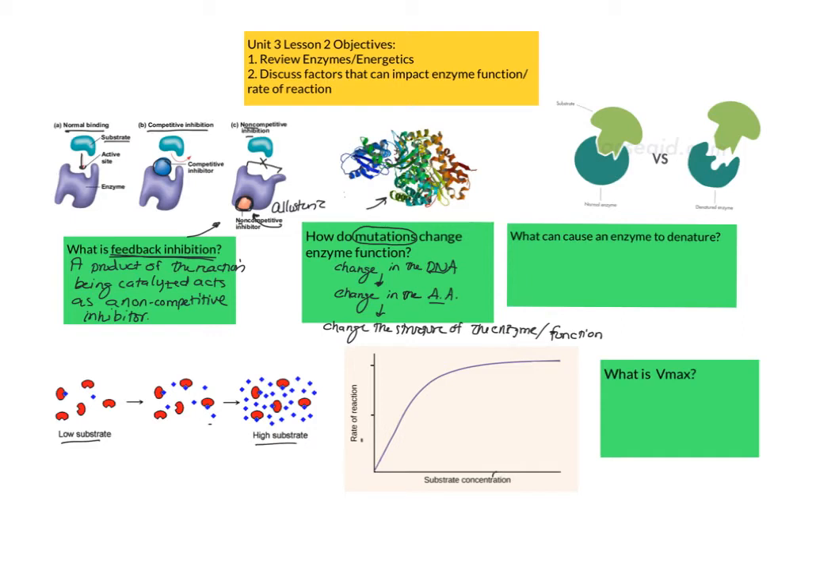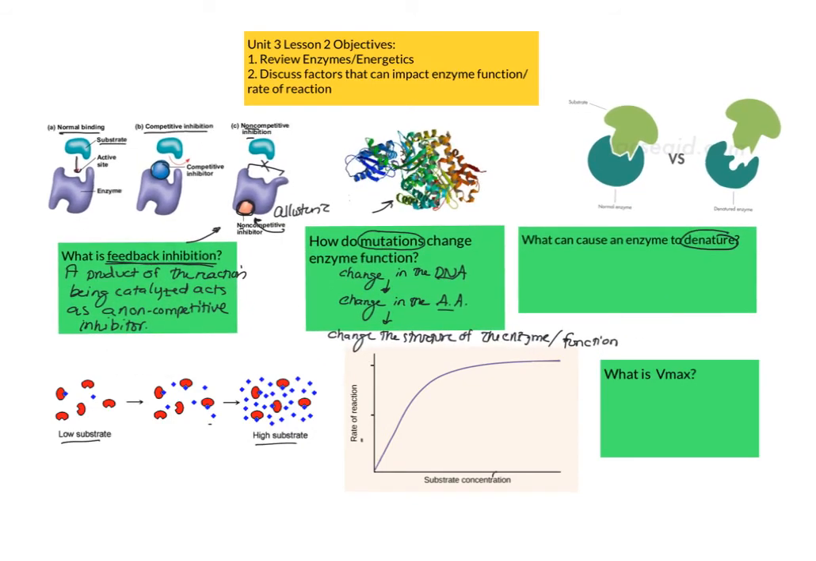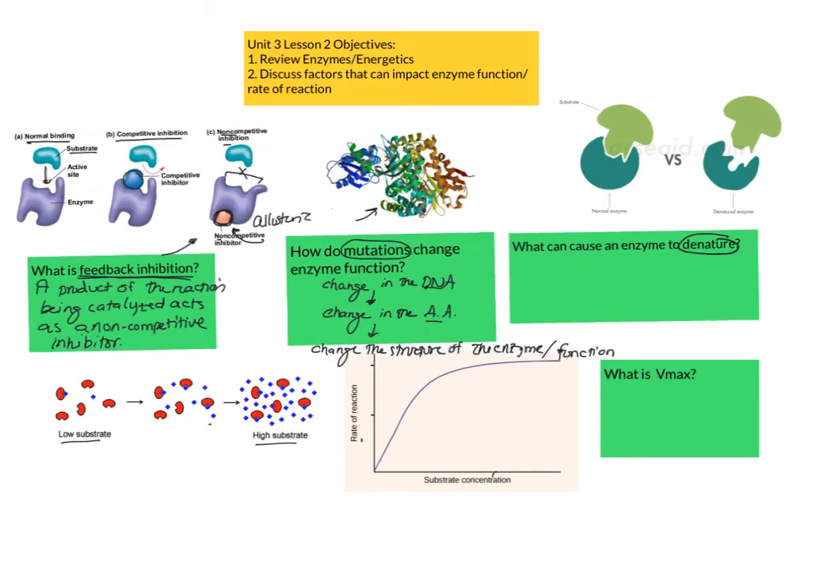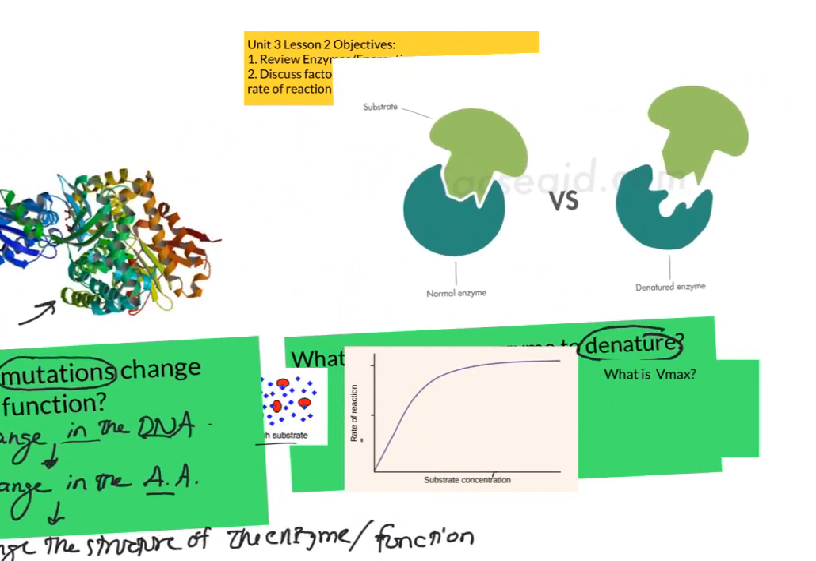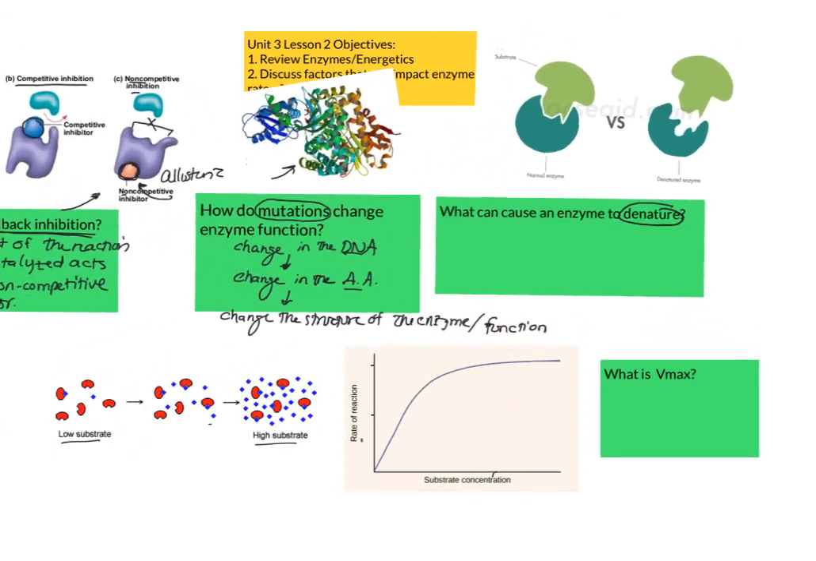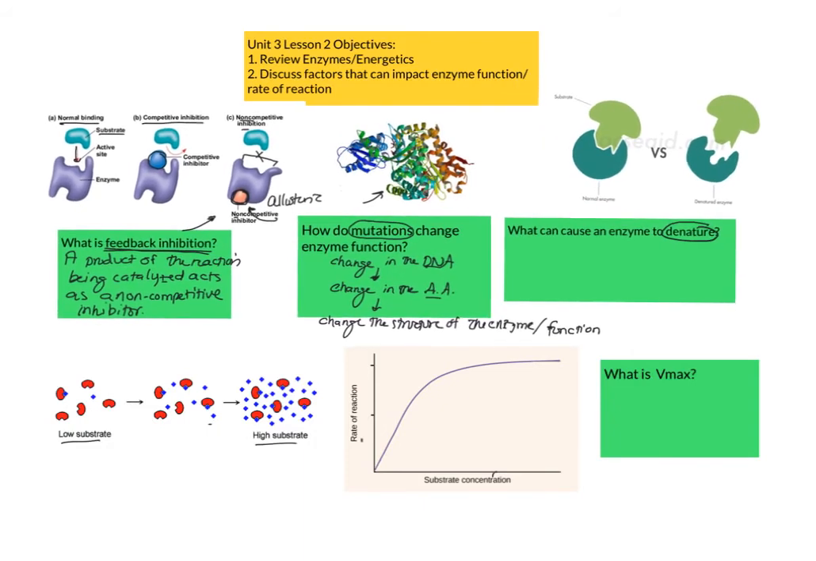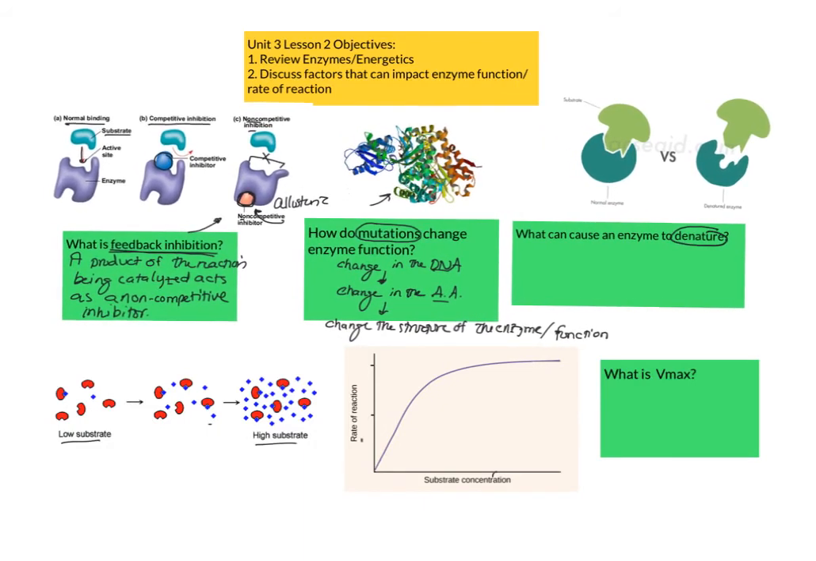Now the other thing that can affect enzyme function is called denaturing. And denaturing, if you look at this figure right here, is summed up as meaning that the enzyme, when exposed to different conditions, will begin to lose its proper shape. And so we see a normal enzyme and a denatured enzyme, and there are a couple of things that can cause this to happen. I'm going to go over just a couple of them. So the first thing that can cause an enzyme to denature or lose its shape is a change in temperature.